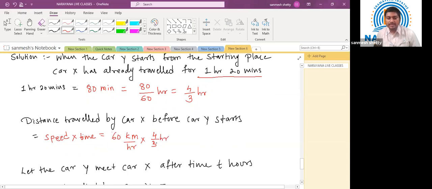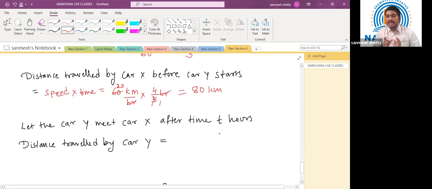So we can solve this. 3 ones are 3, 3 twos are 6, correct, and 4 twenties are 80. And this 3 and 3 will get cancelled. So the final answer is 80 kilometers. So the car X will travel 80 kilometers before the car Y starts.